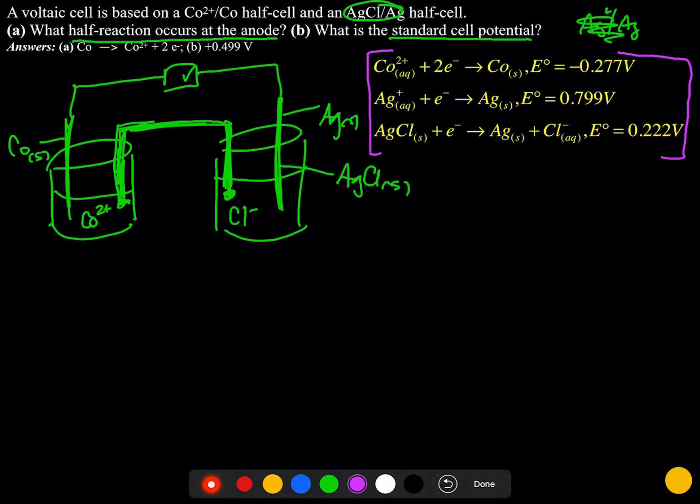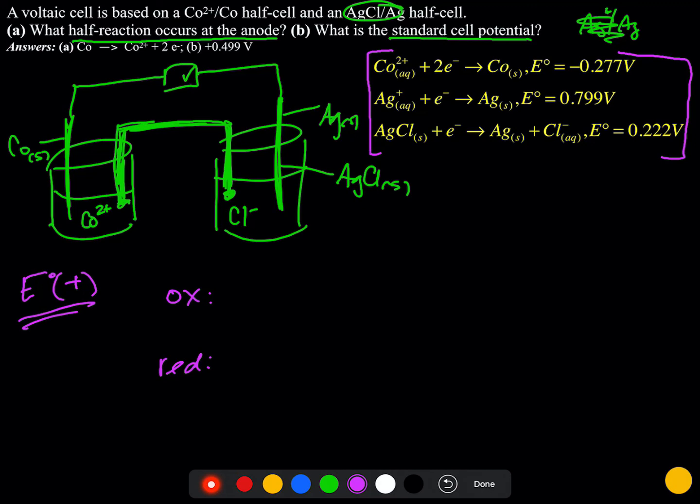And what do I know? If I know that it's a voltaic cell, what's a big clue that I have that will help? Right, I know that my overall E naught value must be positive. That's something that must be true for my cell. So let's go ahead and figure out what my oxidation and my reduction reactions are going to be, okay? Let's do reduction first, because that's the one I think is easiest.